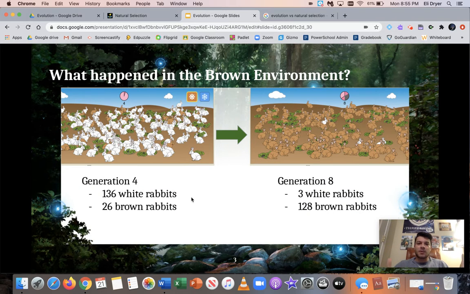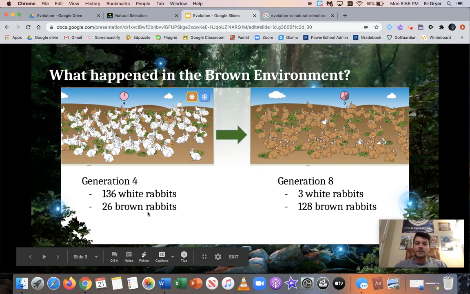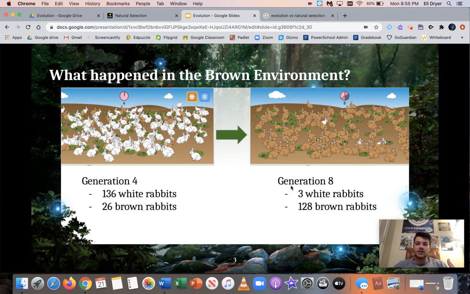Now, what happened in that brown environment? Well, we started out with 136 rabbits during generation 4, right? Remember, we played it until generation 4. We paused it, we wrote down the number of rabbits, then we added wolves and we let it run again. So at generation 4, when we paused it, there were 136 white rabbits and only 26 brown rabbits. But then over 8 generations, with the wolves eating some rabbits, we ended up with only 3 white rabbits and 128 brown rabbits. And I asked you, why do you think that happened?